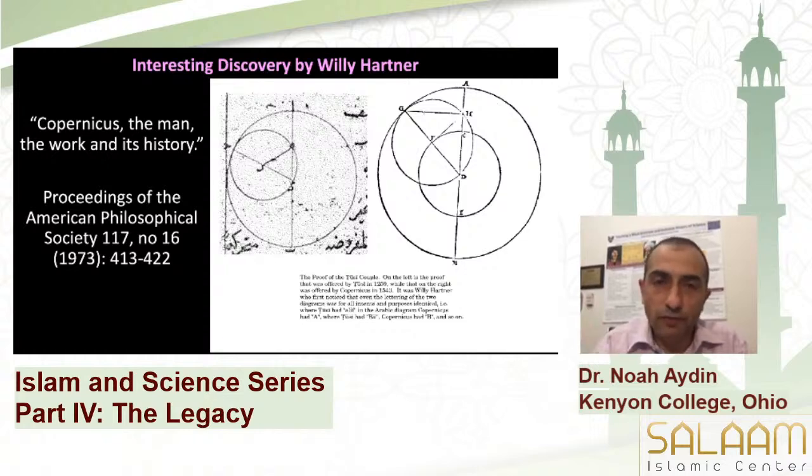And an even more striking thing was that even the labeling of the points in the geometric figure was identical. Whenever Tusi used the Arabic alif to denote a point in the geometric figure, Copernicus used the corresponding letter A.